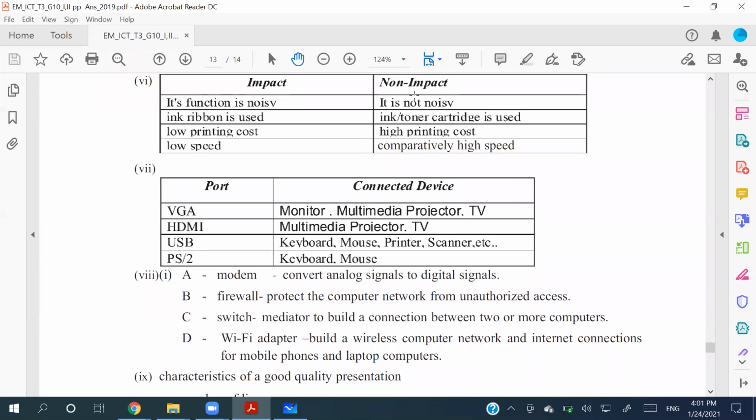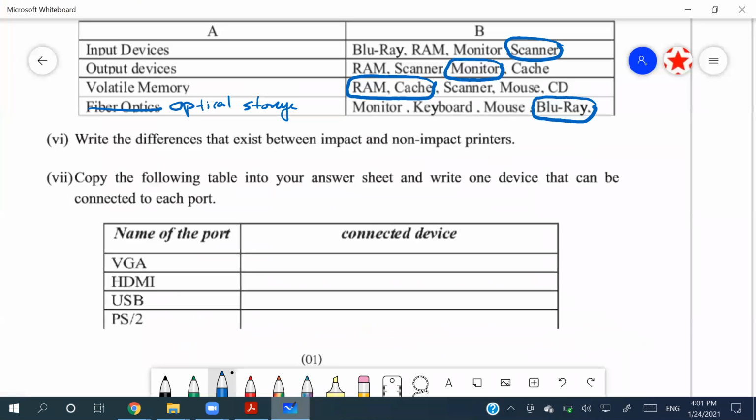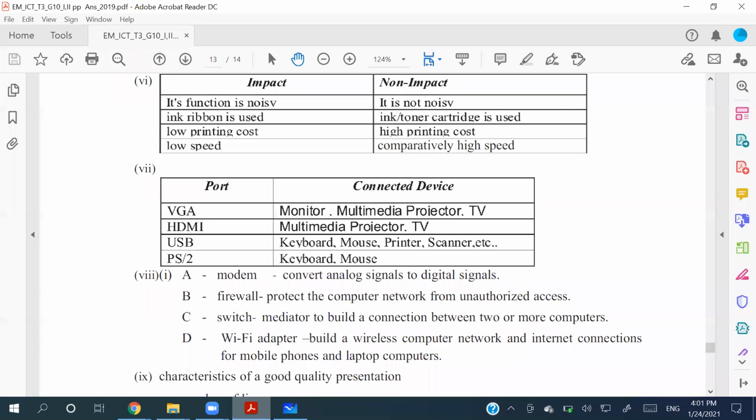Right. So moving to the seventh one. In the seventh one, they're asking to copy the following table into your answer sheet and write one device that can be connected to each port. So VGA, you can use monitor, multimedia projector, television, right? Those kind of things. HDMI, multimedia projector, TV, and again, you can use monitor as well, right? And USB, keyboard, mouse, printer, scanner, there are many. PS2, it is keyboard or mouse, right? So any one of these devices in your list, you can have marks for that.